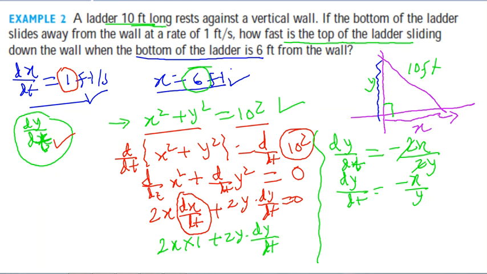Now surprisingly I am getting a minus sign here. Why am I getting minus? Because it's decreasing. The y was the height, and when the height is decreasing, it can be represented by the negative sign. Now let's solve further. I wanted to find dy/dt at the point x equals 6, so dy/dt at 6 will be minus 6 by y.